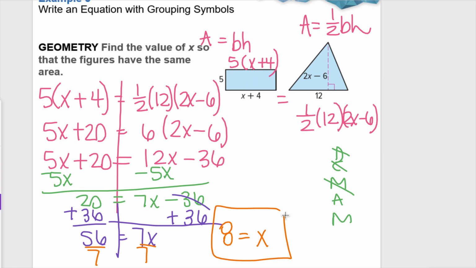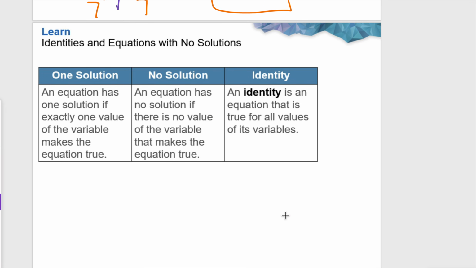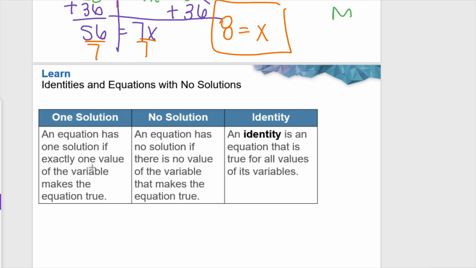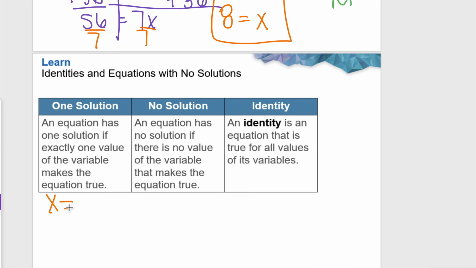Okay? The last thing we're going to see here is identities and equations with no solution. So all throughout exercises 1 through 5, that is when we had one solution. So we were able to find, like for the last one, x is equal to 8. That is one exact solution. That one number is the only solution that'll work to make that sentence true. No solution is when an equation has no value of the variable that would make the equation true.